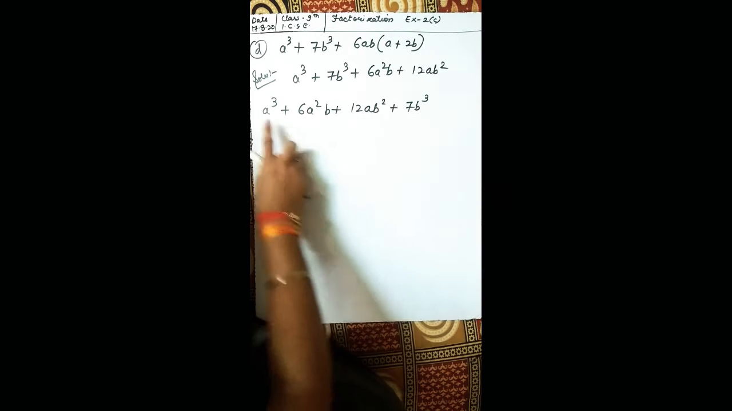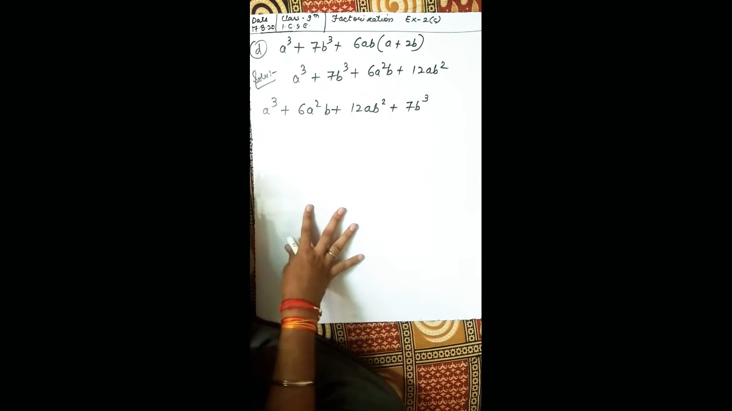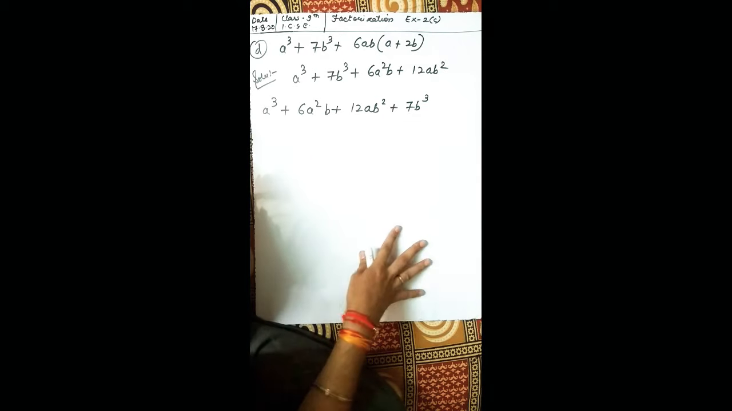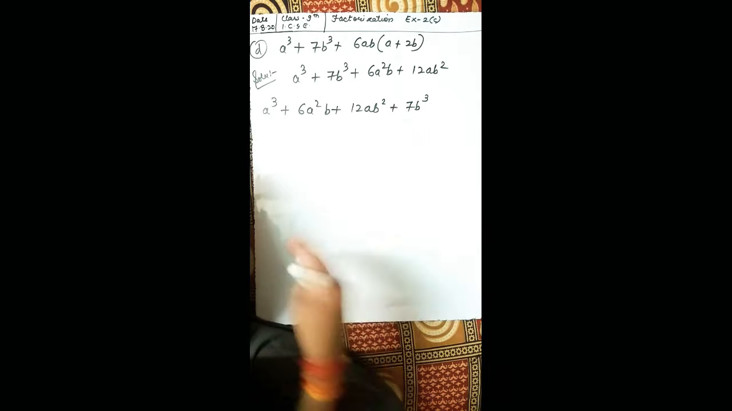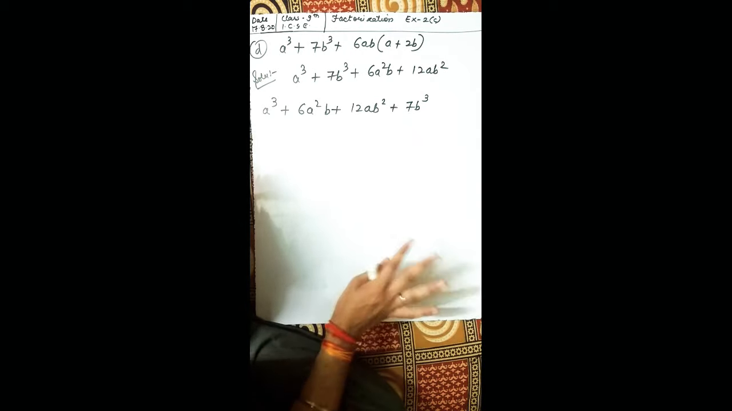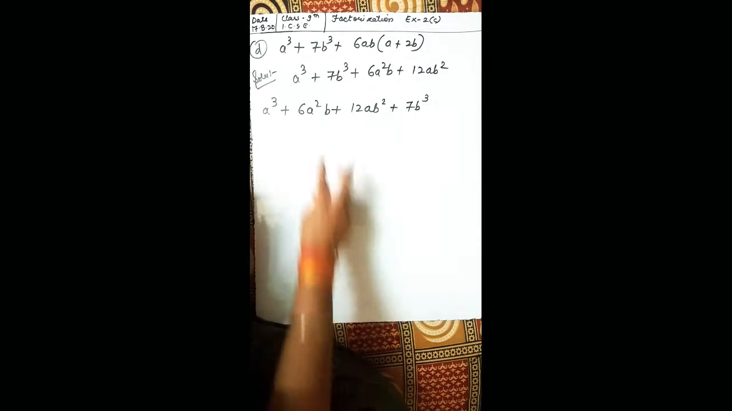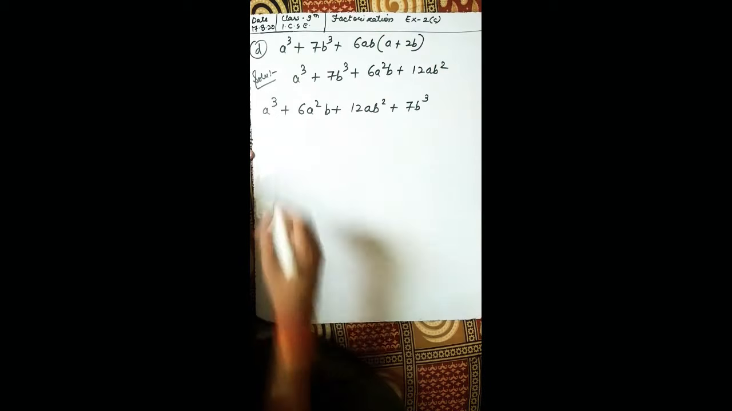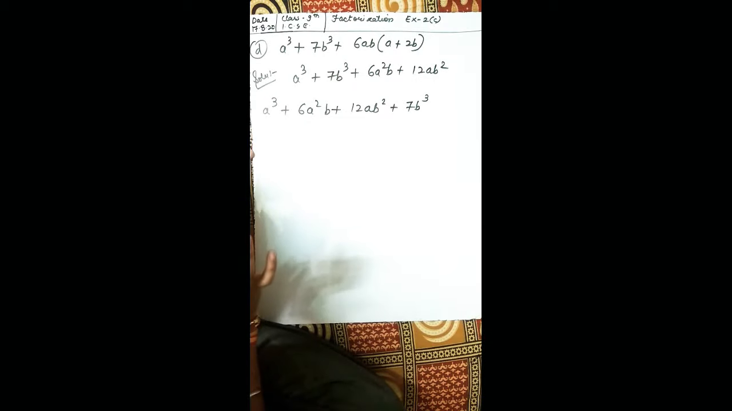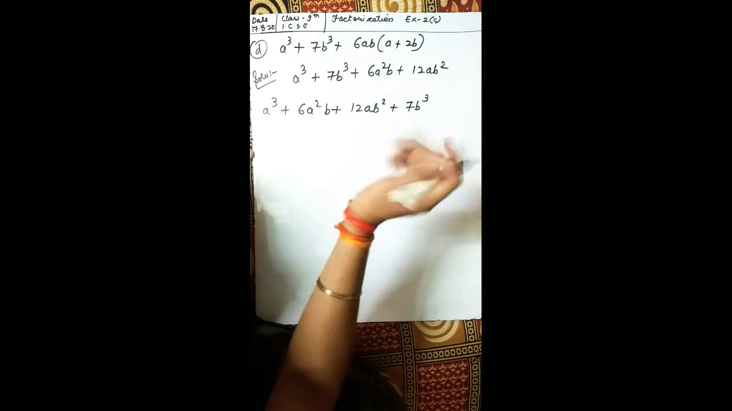Now we have to make one identity of a plus b the whole cube or a minus b the whole cube, whatever, and then we will be using the a cube plus minus b cube identity. The same criteria we are going to follow in this one also. So as you see, we have to check what will be our a. A is already a only. We have to find what will be our b.